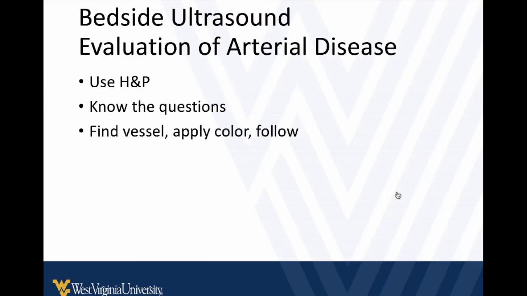And that's really it. Most of the important, immediately necessary arterial disease things that we need to answer at the bedside really just involve finding the vessels of interest, following them, and applying color. Always start with the history and physical so you know what questions you're trying to answer, and then find those vessels and see what's going on with them. Make sure you're familiar with your color gain settings and your scale so that you can identify some of those low flow areas, and don't make the mistake of saying there's no flow when really it was just low flow and you needed to adjust your settings to identify that.